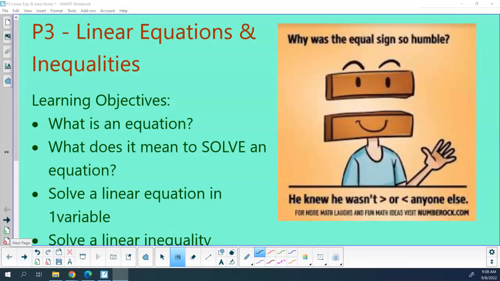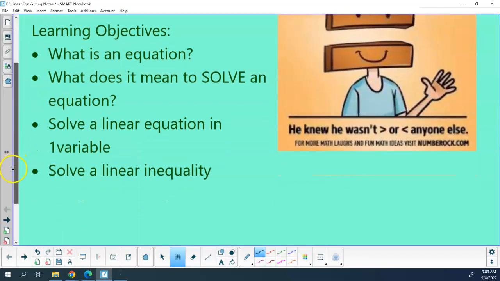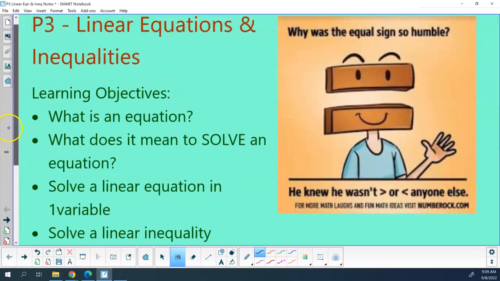Okay. So today we're talking P3. It's going to be in your notes, again, just as we said yesterday. Sometimes we have note sheets, like on Tuesday. Most of the days we don't. We just have taken the notes. Okay. So today we're talking equations, solving an equation, solving linear equations in one variable, and solving linear inequalities. We'll get to all of that.